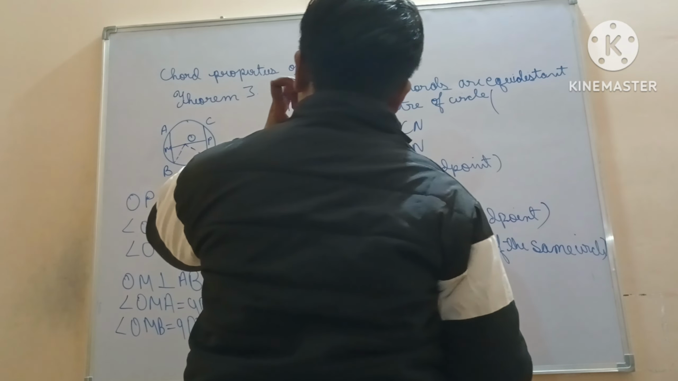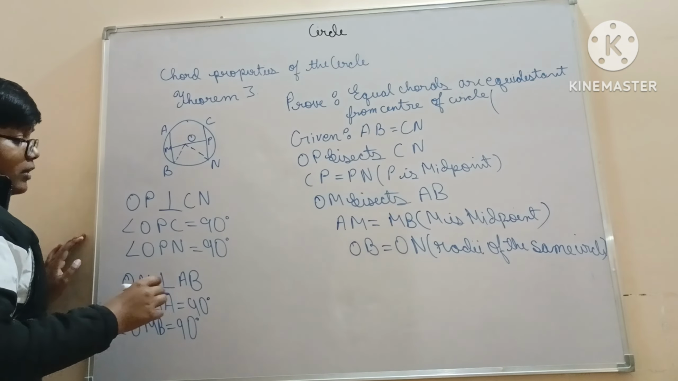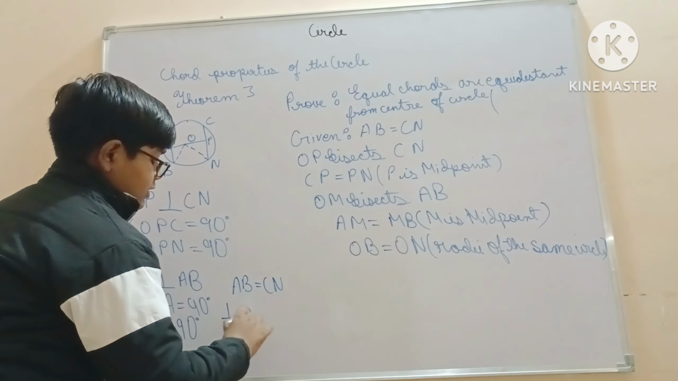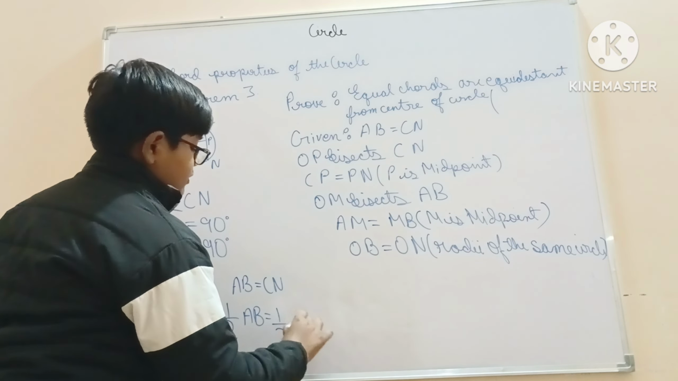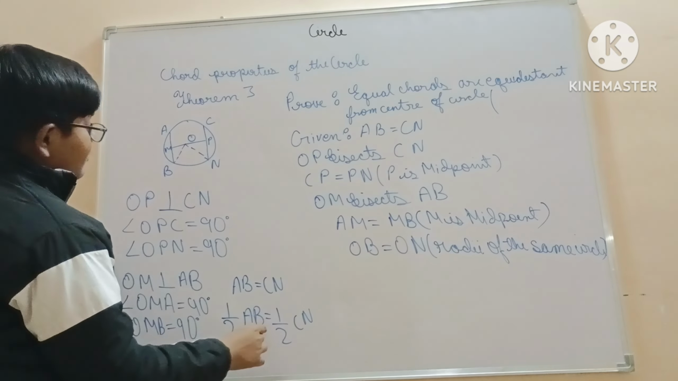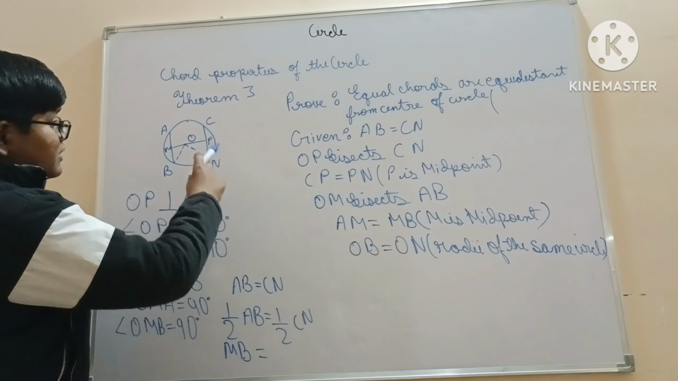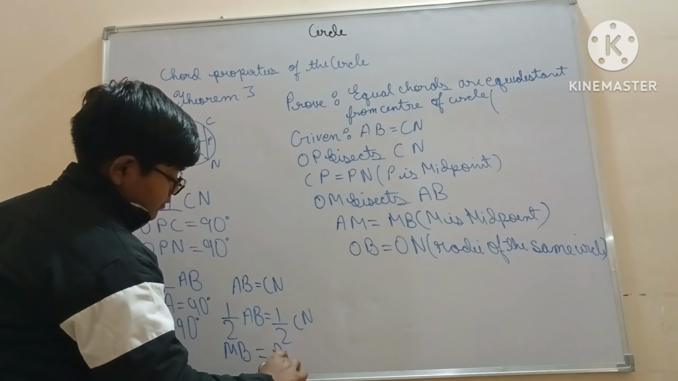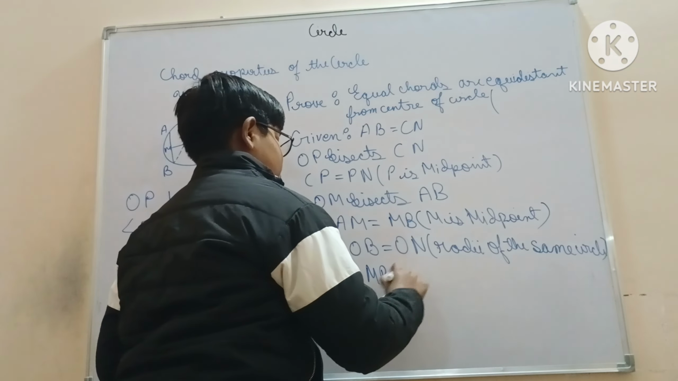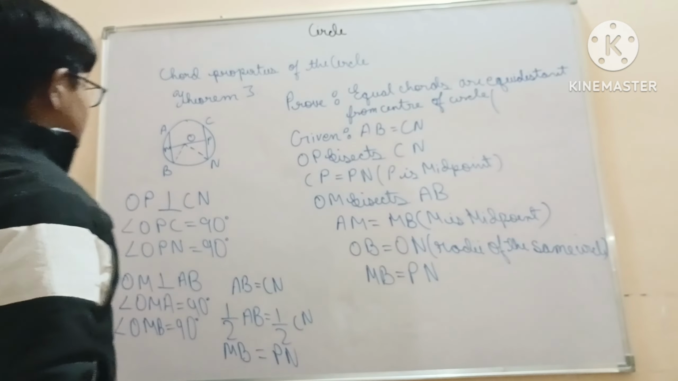And it is given that AB is equals to CN. So if AB is equals to CN, then half of AB is equals to half of CN, which means this P and M bisect the AB and CN lines. So half of AB is MB and half of CN is PN. So MB is equals to PN, and this is given in the question that AB is equals to CN.